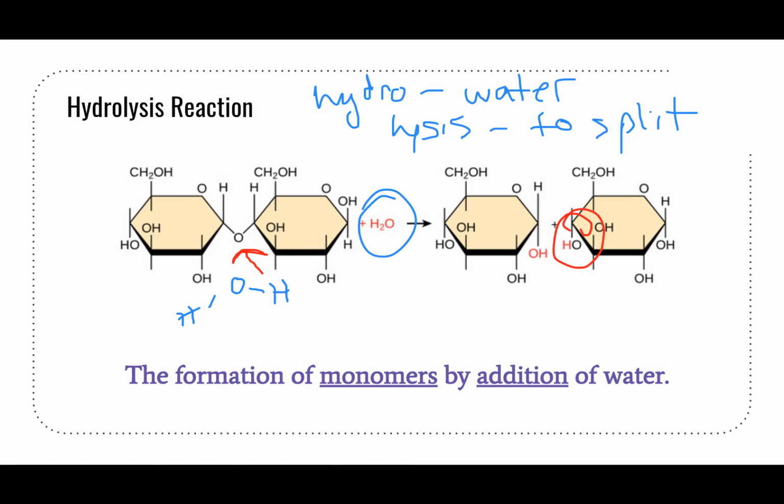This oxygen is going to break this bond and stay attached to the original sugar. The water molecule, or the oxygen of that water molecule, is going to take the place of that original bond. So you're going to have this oxygen right there. And then this hydrogen is going to take the place of the bond that oxygen just lost. And this is called a hydrolysis reaction.